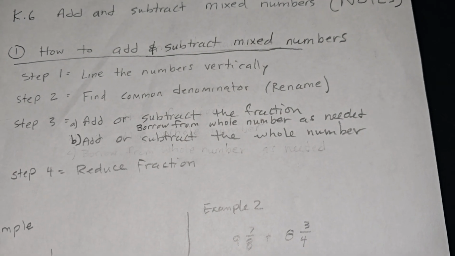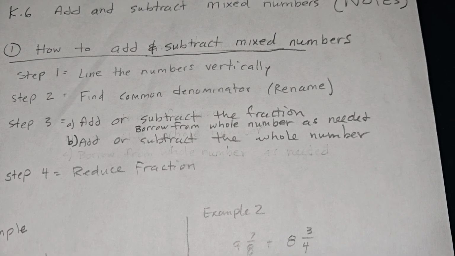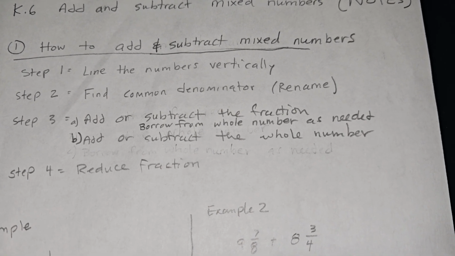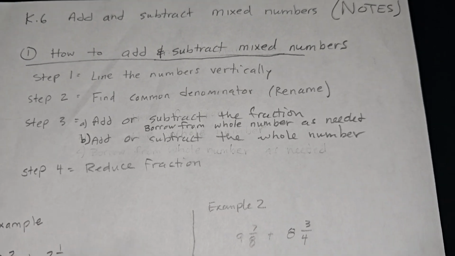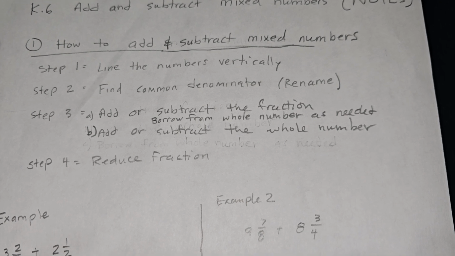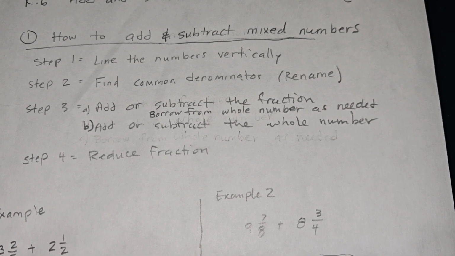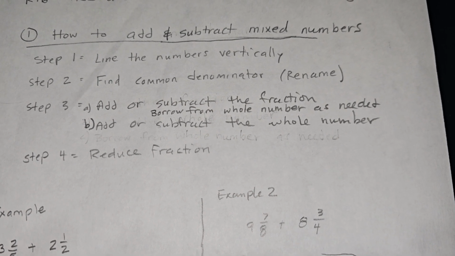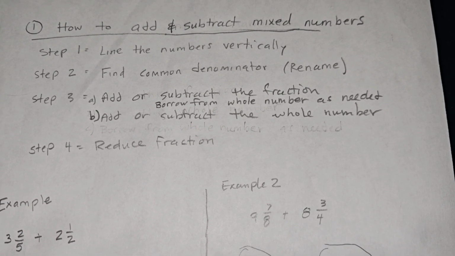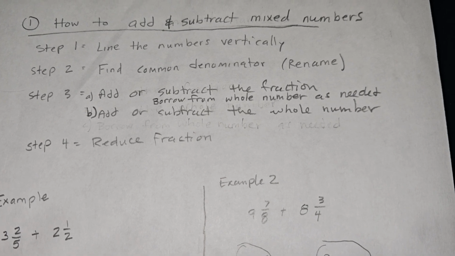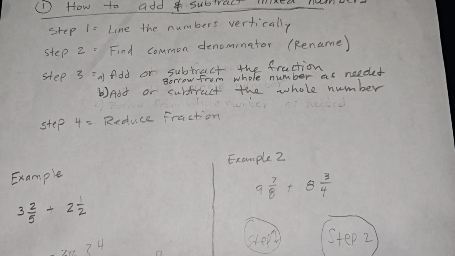subtracting mixed numbers. Step one, we need to line the numbers vertically. Step two, we need to find the common denominator, which is sometimes called renaming the fraction. Remember that when adding and subtracting fractions, the only way to do this is if you have the common denominator, okay? So step three, once you find the common denominator, now you can add and subtract the fraction, which is by adding or subtracting the numerator, and then the denominator stays the same. And secondly, if you're dealing with mixed numbers, then after you do the fraction, you add or subtract the whole number. Finally, you reduce the fraction.